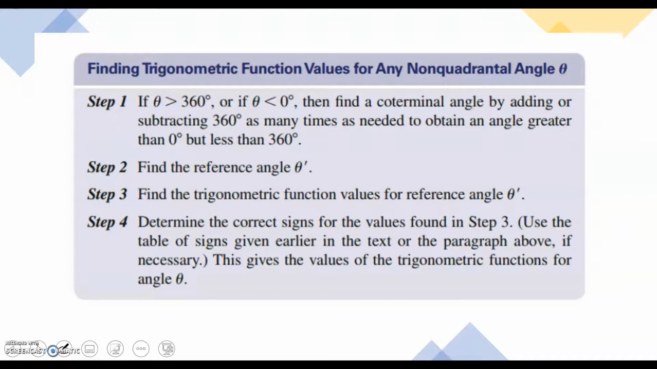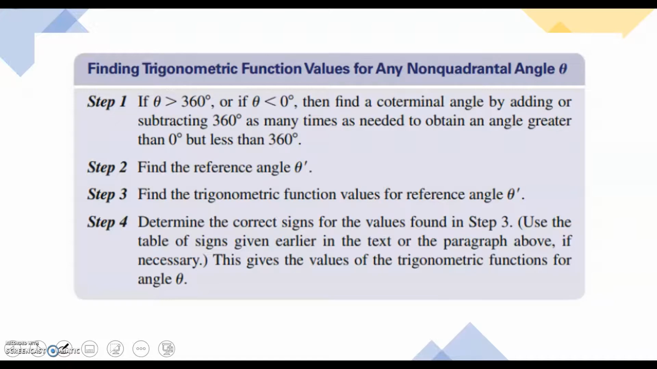So first of all, you have to look at the angle and decide if the angle is either bigger than 360 or less than 0. If you don't have an angle that's between 0 and 360, then you first have to find the coterminal angle, which is what we just did in the last problem. So once you find the coterminal angle, then you find the reference angle. So once you find the reference angle, then you use the trigonometric function values of that reference angle. They'll share the same trigonometric function values.